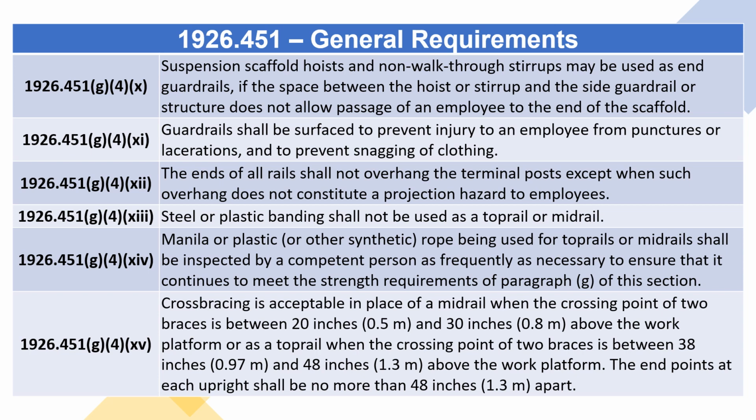Cross bracing is acceptable in place of a midrail when the crossing point of two braces is between 20 inches (0.5 meters) and 30 inches (0.8 meters) above the work platform, or as a top rail when the crossing point of two braces is between 38 inches (0.97 meters) and 48 inches (1.3 meters) above the work platform. The end points at each upright shall be no more than 48 inches (1.3 meters) apart.